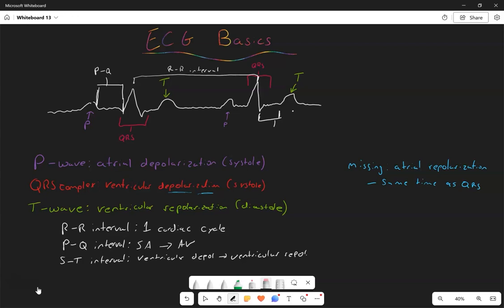Now, the other thing that we're going to look at is something called cardiac axis. And we're going to use a completely different video to talk about cardiac axis. So make sure, though, before you look at the cardiac axis video, that you understand these different regions of the ECG.